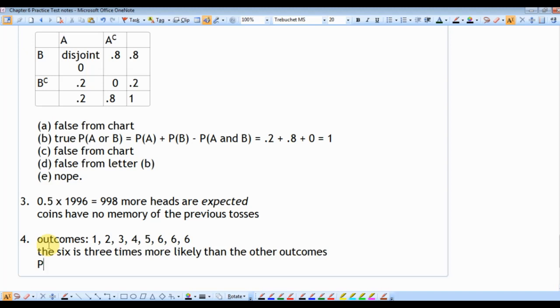So the probability of 1 or 6 is equal to the number of positive outcomes divided by the total number of outcomes. Well, how many outcomes are positive to our experiment? 1, 2, 3, 4. Total number of outcomes? 8. Probability of 1 or 6 is 0.5.